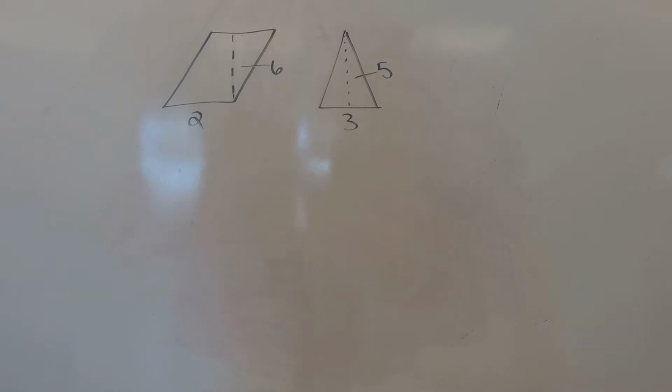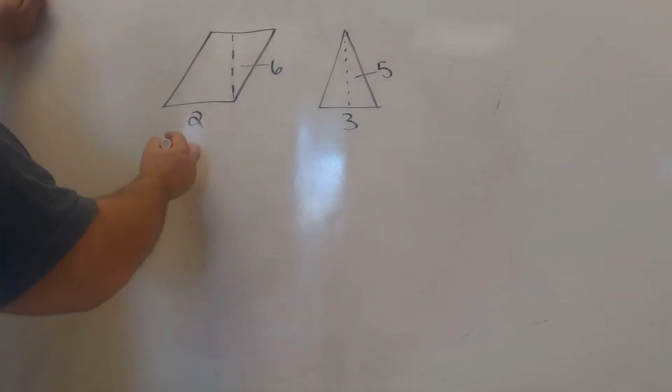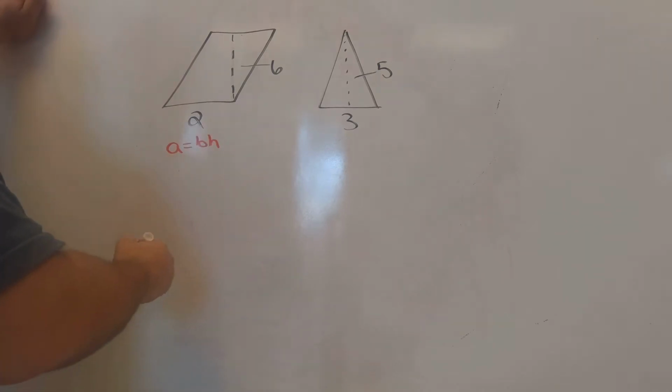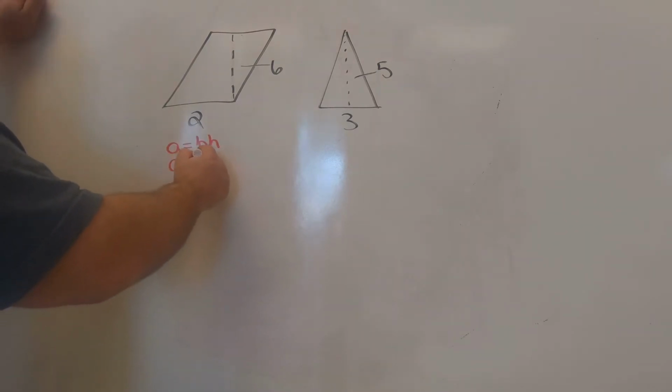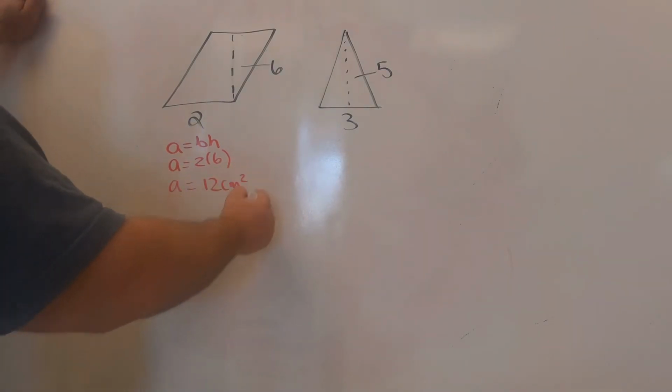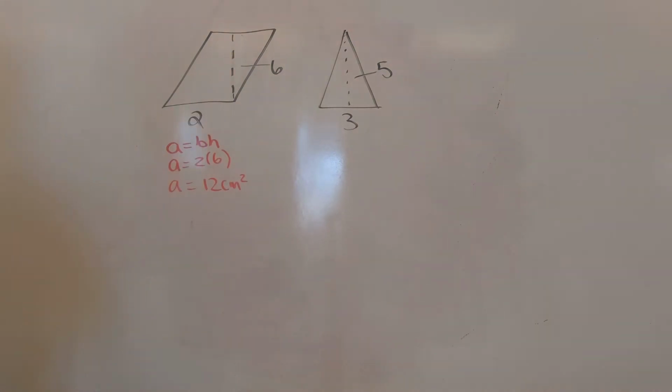Now, before that, I wanted to very quickly review what we've done so far. So here we have our parallelogram, okay? And the formula for that was area equals base times the height. So in this particular example, the base is 2, the height is 6, and 6 times 2 is 12 centimeters squared.